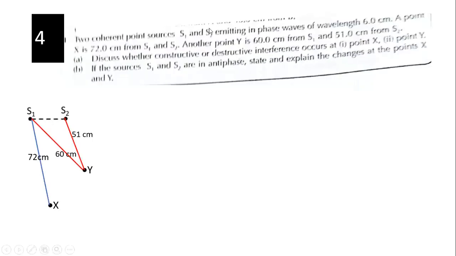Okay. Two coherent sources S1 and S2, emitting in-phase waves of 6 cm. A point X is 72 cm from both S1 and S2. Another point Y is 60 cm from S1 and 51 cm from S2. Discuss whether constructive or destructive interference occurs. Okay, at point X, is it constructive or destructive?